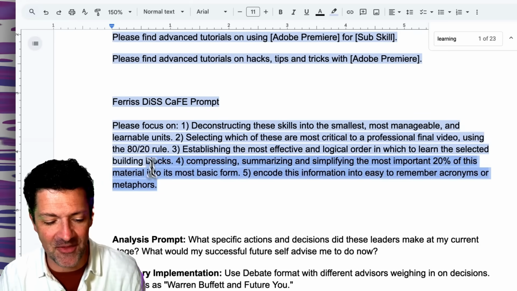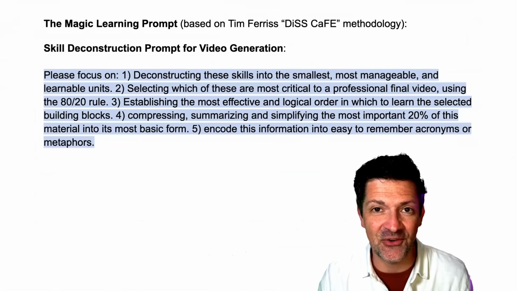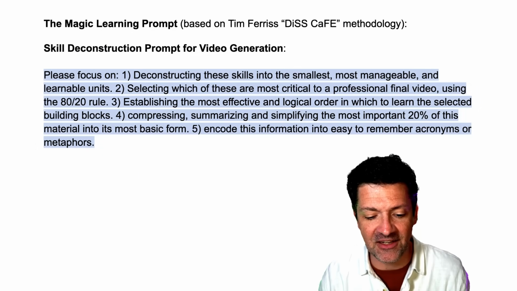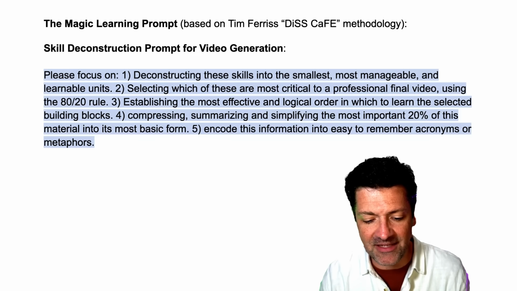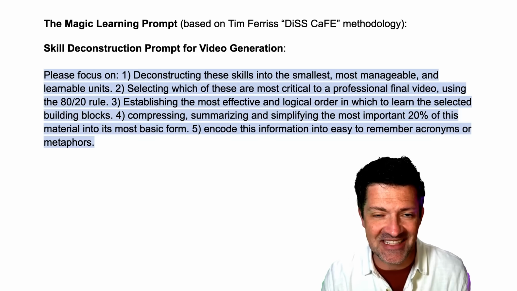And here's the kicker. This is a magic prompt that I really love based on Tim Ferriss's approach to learning any skill fast. We're basically going to generate this video overview focusing on deconstructing these skills, selecting which ones are the most critical, establishing the most effective order in which to learn them, compressing and summarizing and simplifying down the most important 20%, and then encoding that information into acronyms and metaphors to make it easy to understand. I love this ability to steer these overviews to get exactly what I want.